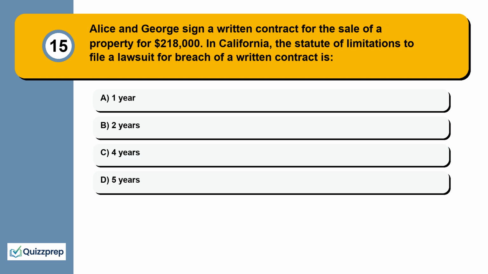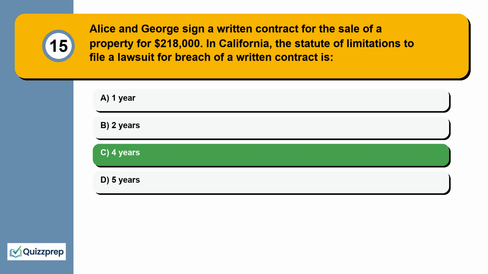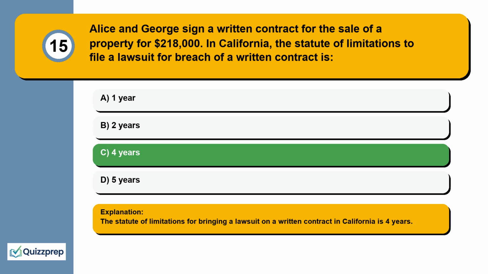Question 15. Alice and George sign a written contract for the sale of a property for $218,000. In California, the statute of limitations to file a lawsuit for breach of a written contract is 1 year, 2 years, 4 years, 5 years. The statute of limitations for bringing a lawsuit on a written contract in California is 4 years.